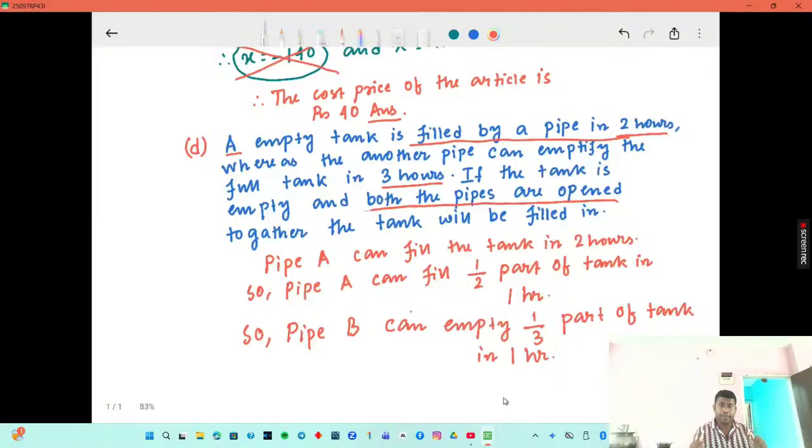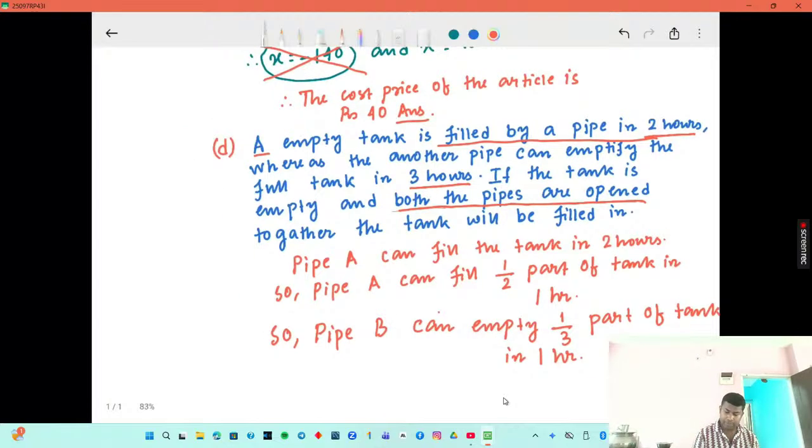So pipe A can fill half part of the tank in 1 hour. Pipe A is adding some water to the tank, so the value which pipe A takes is a positive value. So pipe A can fill plus 1/2 part of the tank in 1 hour.